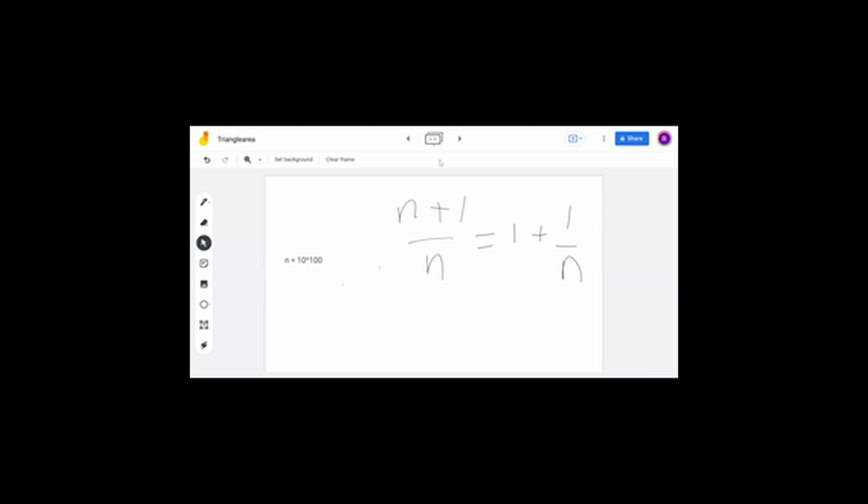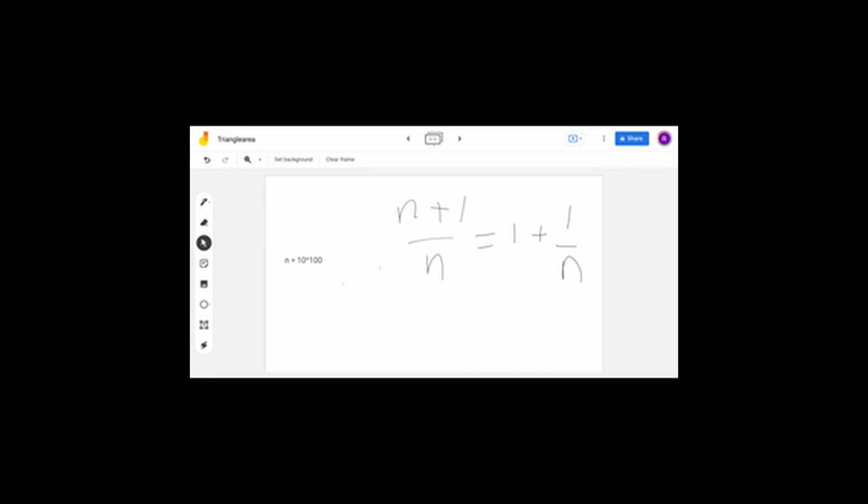Then what is this n plus 1 divided by n? It is 1 plus 1 over n. How much is this 1 over n? What is 1 over 10 to the power 100? Anyone knows? 10 to the power of minus 100, sir. Yeah, who answered 1? 1 divided by 10 to the power 100 is how much?